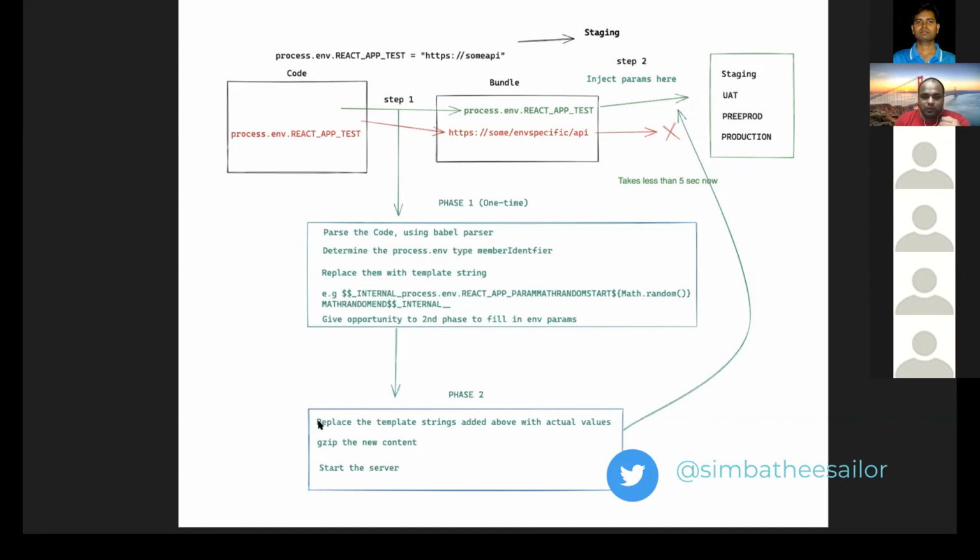Then in phase two, I have one script that will actually replace this template string with the actual values. These actual values are coming from any kind of param store. In our specific case, we are gzipping the new content and starting the server. So this is the whole idea. The implementation detail can differ from bundler to bundler, but this is the whole idea.